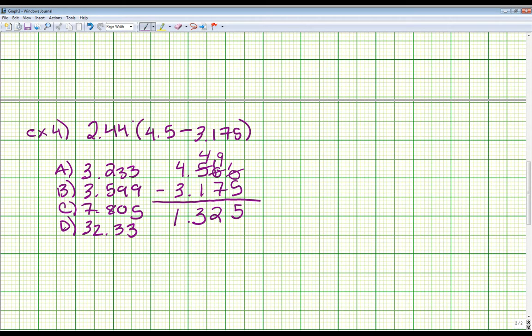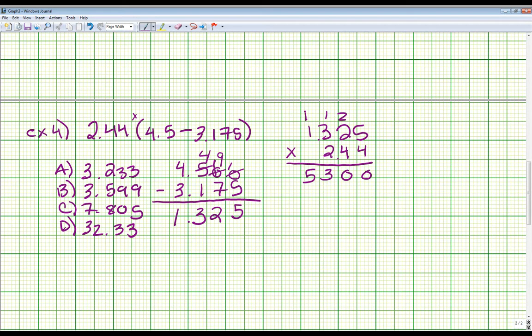Remember, if there's nothing in between, we're going to be multiplying. So 2.44 multiplied by 1.325. If we look, there are 3 digits here and 4 digits here. I'm actually going to put the 4-digit number on the top this time and the 3-digit number on the bottom. It'll make our multiplication a little less confusing. So we have 5 times 4, which is 20. Then 4 times 2 is 8, plus 2 more is 10. Then 4 times 3 is 12, plus 1 is 13. Next 4 times 1 is 4, plus 1 is 5.